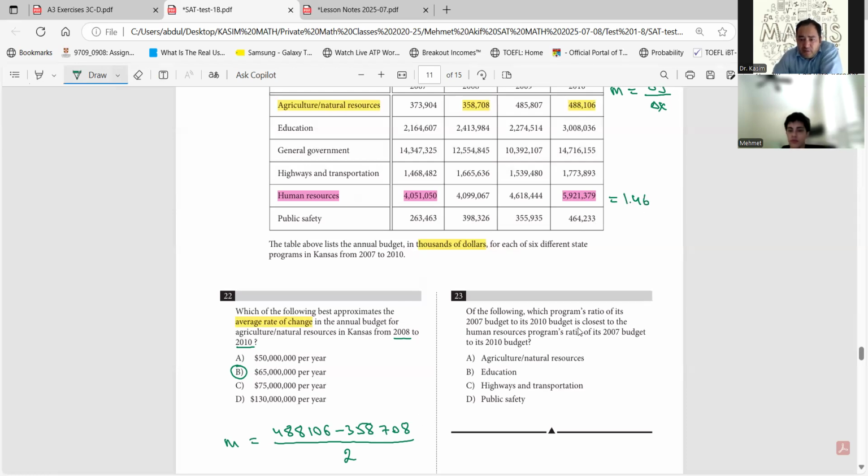Now the question is saying, of the following, which program's ratio of its 2007 budget to its 2010 budget is closest to the human resources program's ratio of 2007 to 2010? So which one is it? Now we have to calculate one by one. This or this or this or this or this.